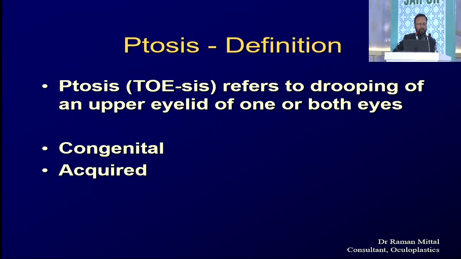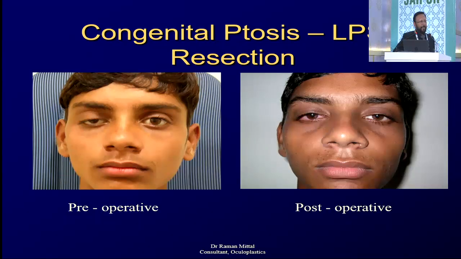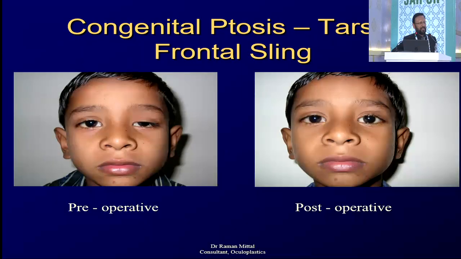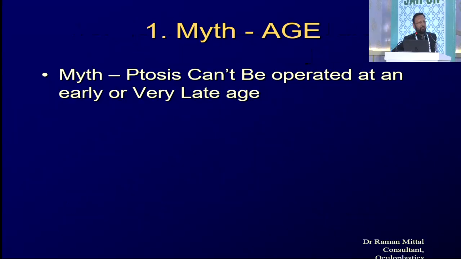Ptosis, as we all know, refers to drooping of an upper eyelid, whether in one eye or both eyes. It could be congenital or acquired. And for ptosis, we have various procedures like LPS resection or tarsofrontal sling. Because of these two surgeries, there are a few myths attached.